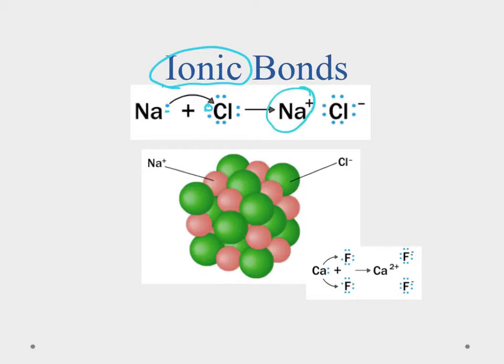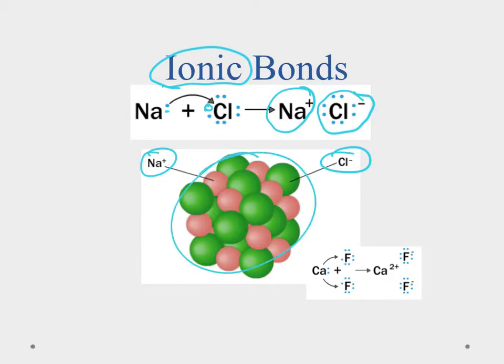The chlorine's going to gain this electron, so now it has more electrons than protons, so it has a net negative charge, and we get this ion. And then the positives and the negatives, the positive in sodium and the negative in chlorine, they're going to attract each other, and that's how we form table salt down here.